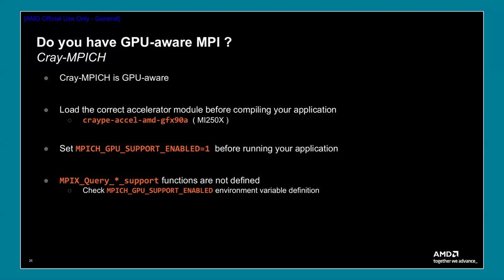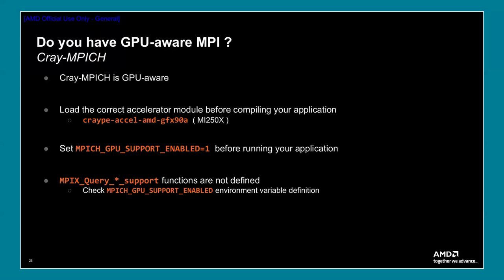Now, again, like I said before, Cray MPICH is GPU aware. When you go to compile your application, if you're on Setonix, Frontier, or LUMI, just make sure you're loading the correct accelerator module before you compile your application. All of those systems I just mentioned have MI250X GPUs, so you're going to load the craype-accel-amd-gfx90a module. This makes sure that when you're compiling, the application is built using instructions specific to that GPU. And before you run your application, you need to set MPICH_GPU_SUPPORT_ENABLED to 1. Otherwise, it will not be GPU aware.